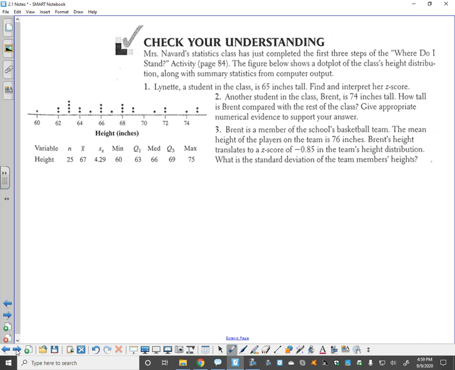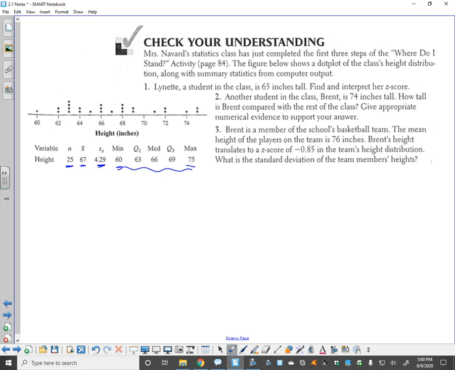Okay, check your understanding. Mrs. Navard's statistics class has just completed the first 3 steps of the Where Do I Stand activity on page 84. The figure shows a dot plot of the class's height distribution along with the summary stats and a computer output. Okay, so we have height in inches. It looks like we had 25 kids. I've got an X bar of 67, a standard deviation of 4.29. There's my min, there's my max, there's my 5-number summary.